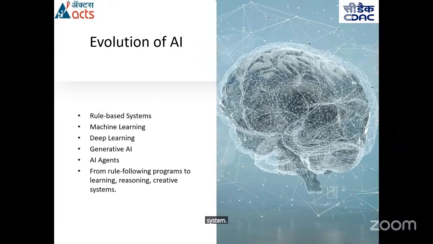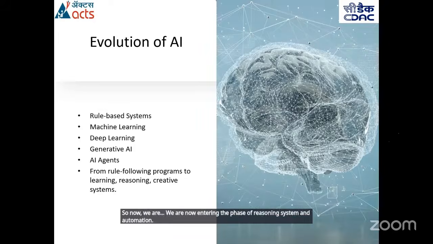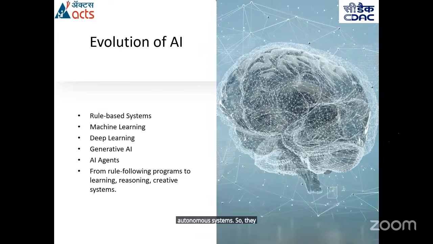So this is the full AI evolution happening in waves. First, we apply rules. Second, machine learning. Third, deep learning. Fourth, generative AI. And then last, we generate the AI agent. So now we are entering the phase of reasoning systems, automation, and autonomous systems, so they can automatically design.